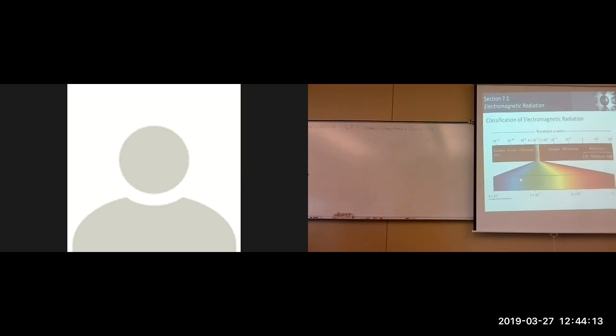Notice first that the visible spectrum is a minor part of the whole. So if the wavelength increases from left to right, we get blue is a short wavelength, red is a longer wavelength, and then just past red is infrared.